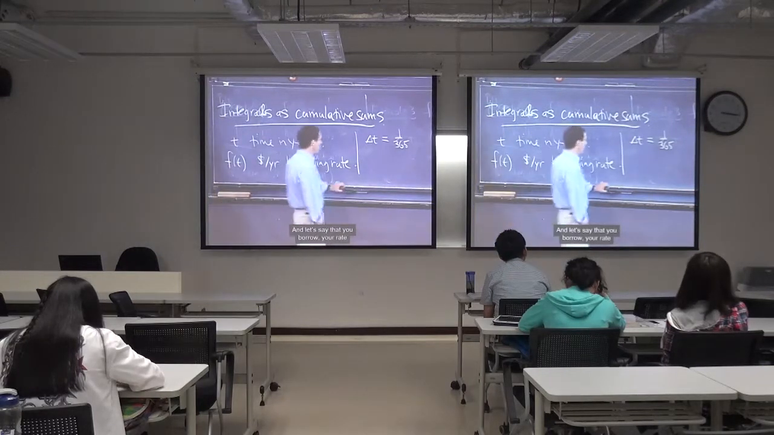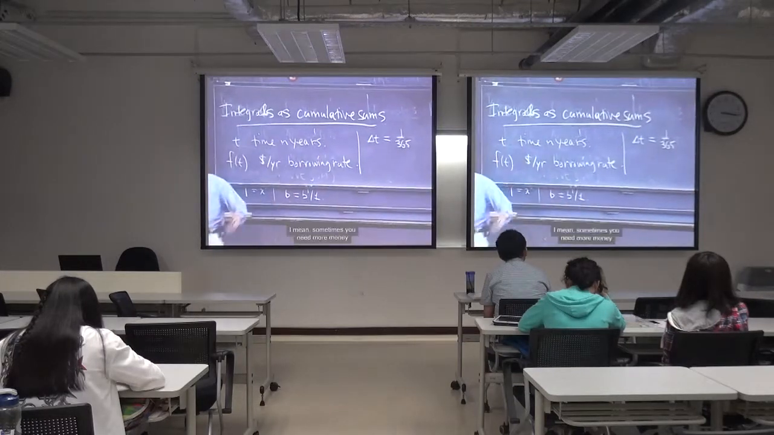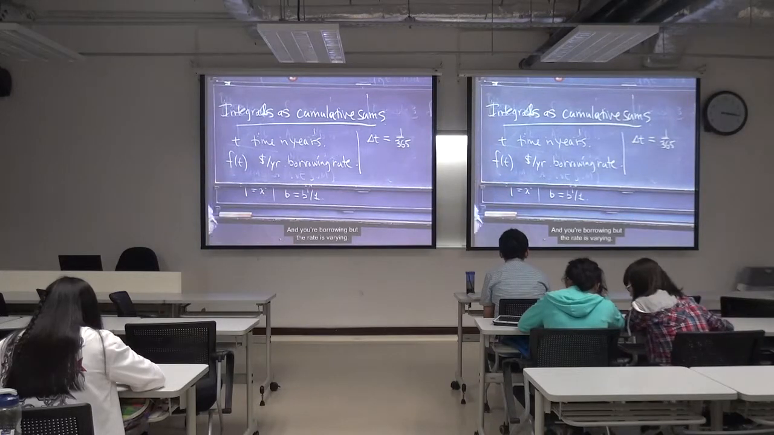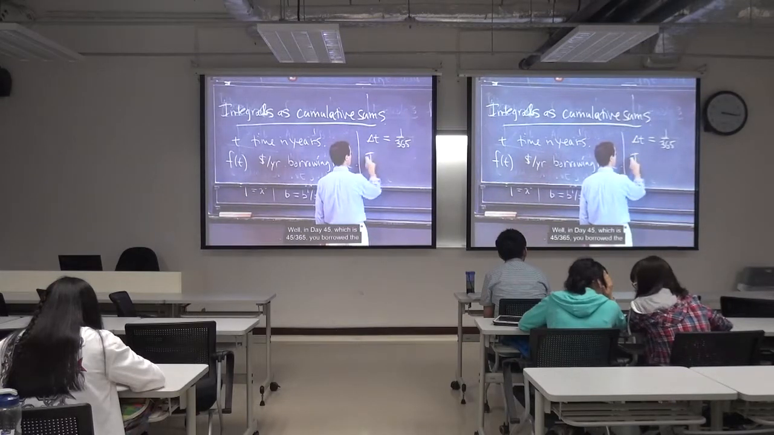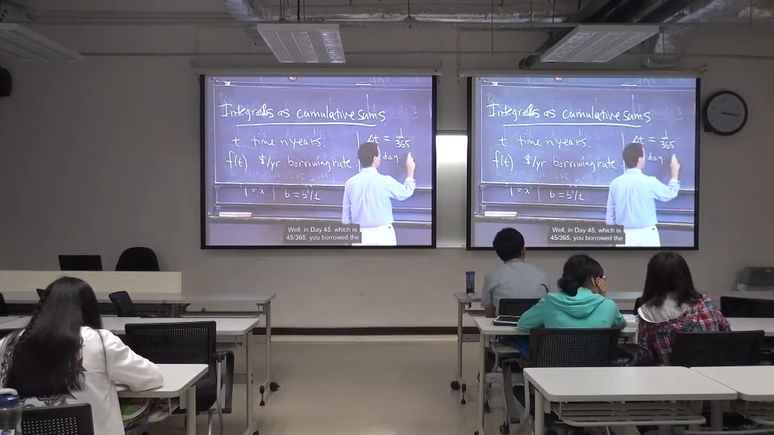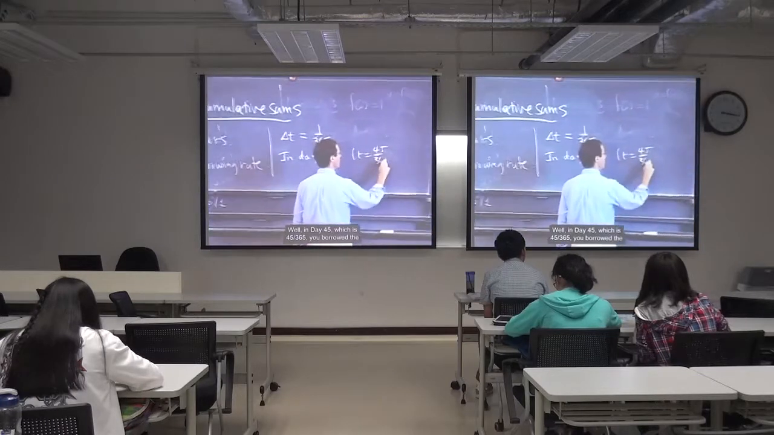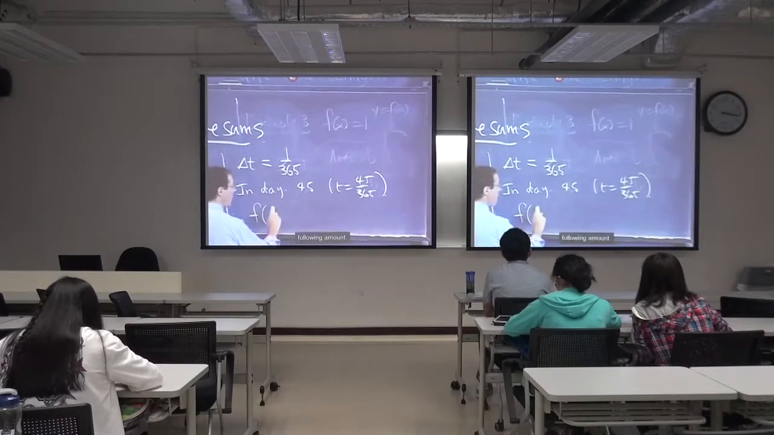And let's say that you borrow, your rate varies over the year. I mean, sometimes you need more money, sometimes you need less. Certainly any business would be that way. And so here you are, you've got your money, and you're borrowing it, but the rate is varying. And so how much did you borrow? Well, in day 45, which corresponds to t equals 45 over 365, you borrowed the following amount.